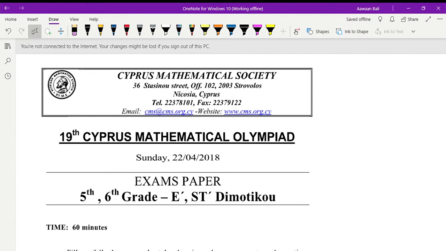Today we're going to be doing the 19th Cyprus Mathematical Olympiad for the 5th and 6th grade.